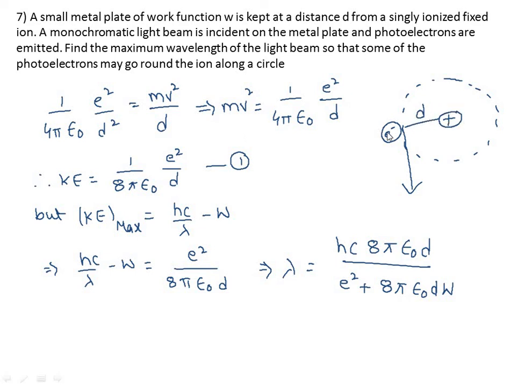So from there at a distance d, the metal plate has been placed, and now a monochromatic light beam is incident on the metal plate and the photoelectrons are emitted. Find the maximum wavelength of the light beam so that some of the photoelectrons may go round the ion along a circle. So this is a positive ion, and the metal plate is placed. A little funny, imagining the experimental setup is also a little tricky, so you can call it a random imagination. If you imagine this to be the metal plate, and if radiation is falling like this, the electron obviously comes out, and the ion is positive, so that's the situation.